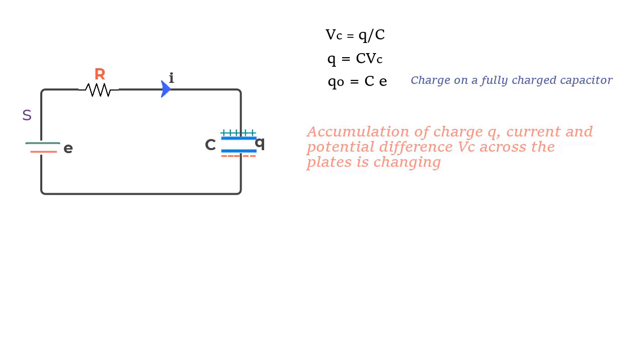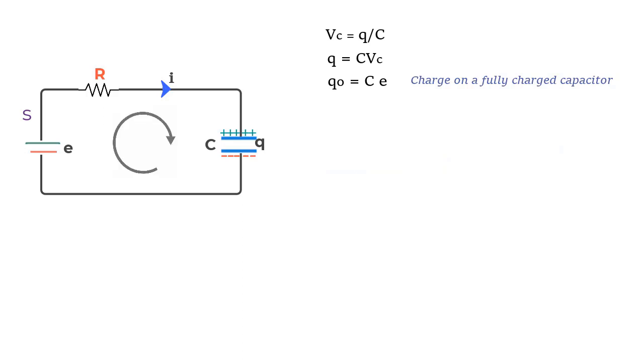So let us apply the loop rule to the circuit, and what we get when we move in the clockwise direction is EMF minus IR minus Q by C is equal to 0. And this term here is negative, since we know that this plate of the capacitor is positive and this one is negative, and therefore there is a drop in potential as we move across it.